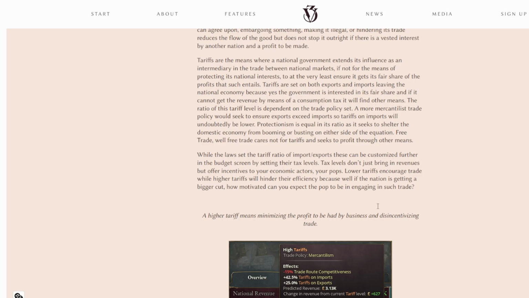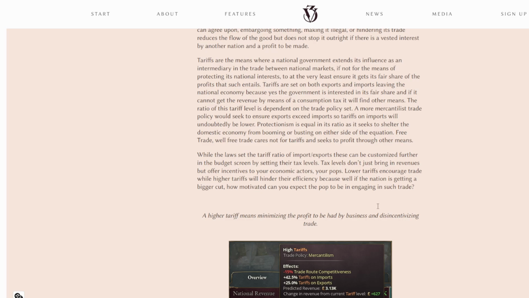A more mercantilist trade policy would seek to ensure exports exceed imports, so tariffs on imports will undoubtedly be lower. Protectionism is equal in its ratio as it seeks to shelter the domestic economy from booming or busting on either side of the equation. Free trade, well, free trade cares not for tariffs, it seeks to profit through other means.